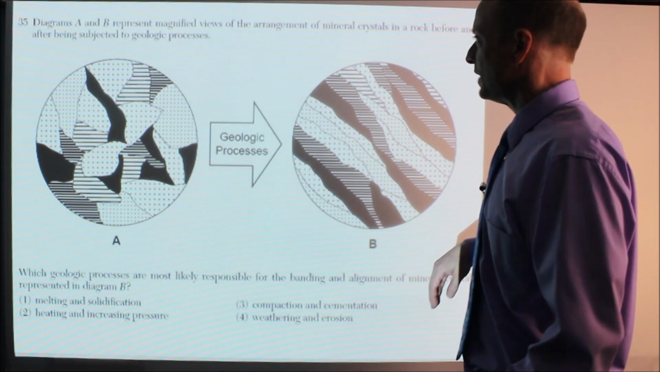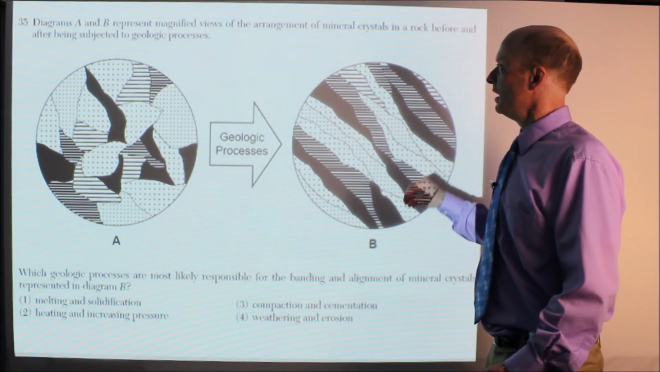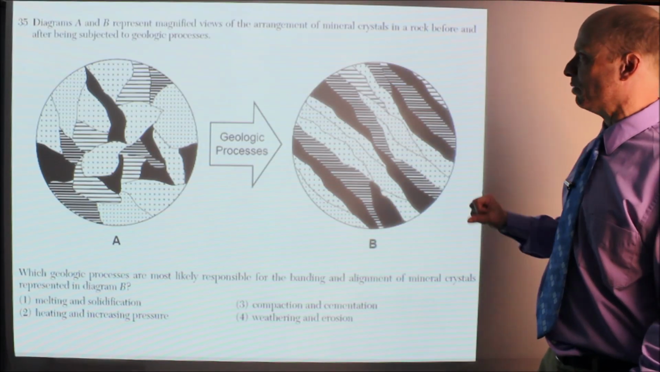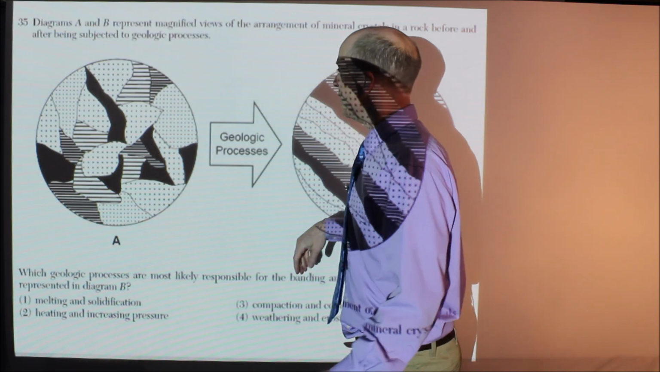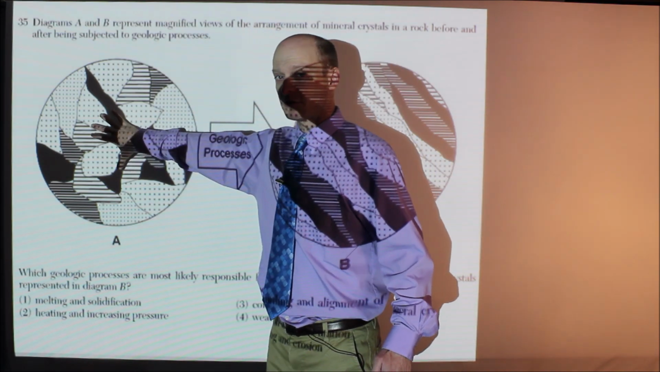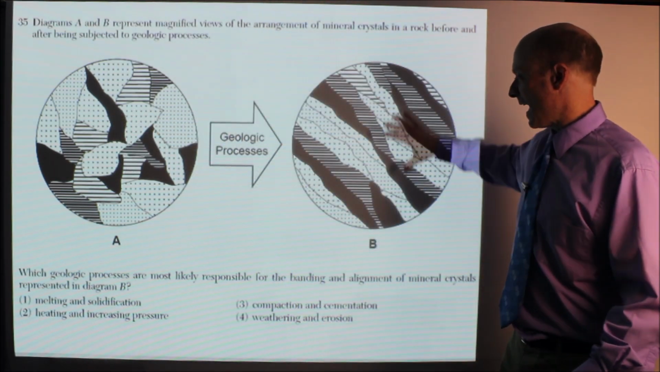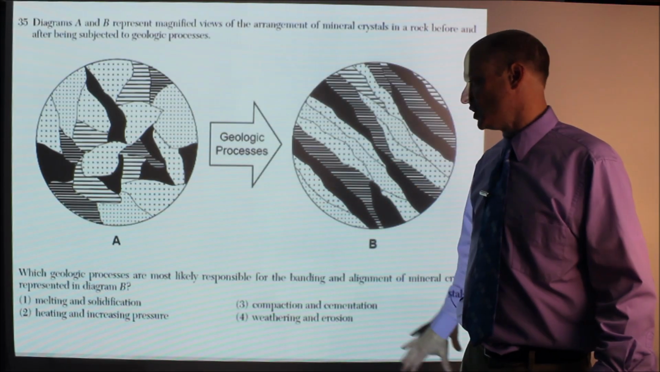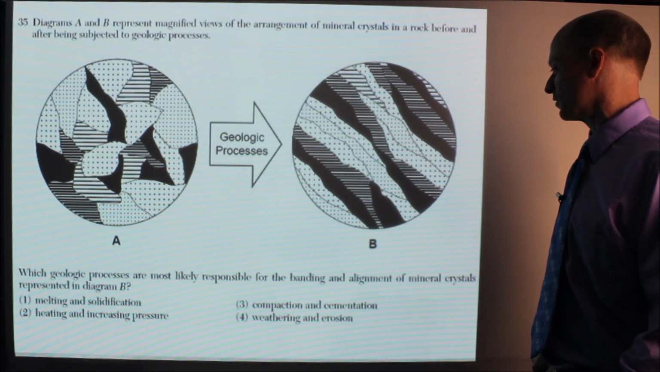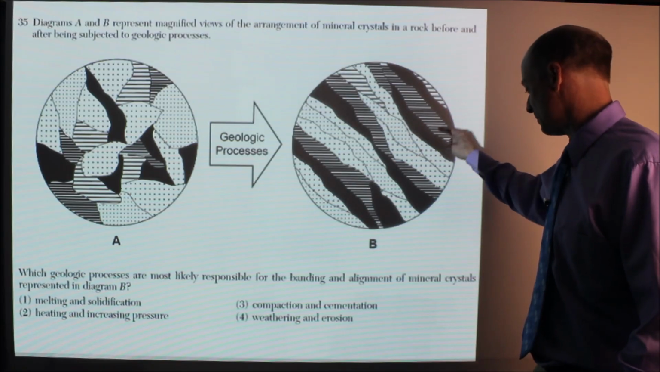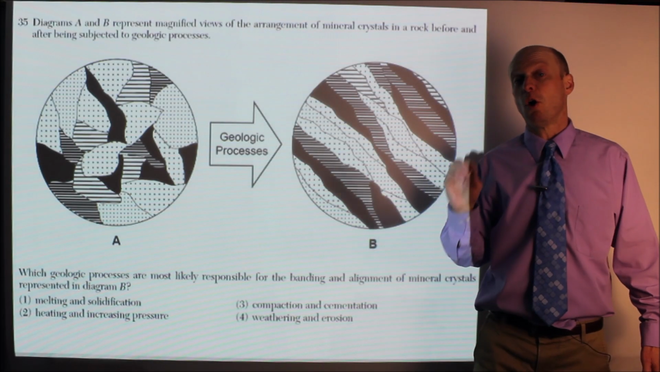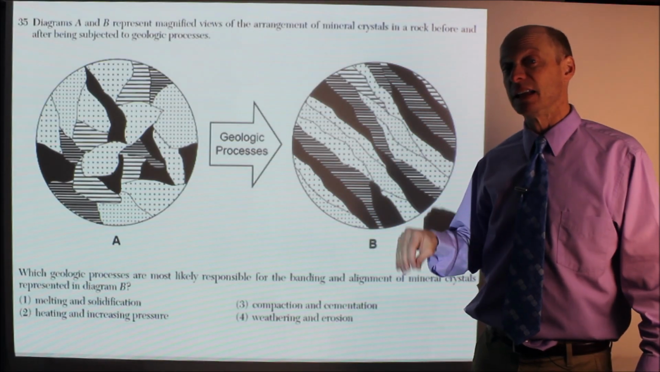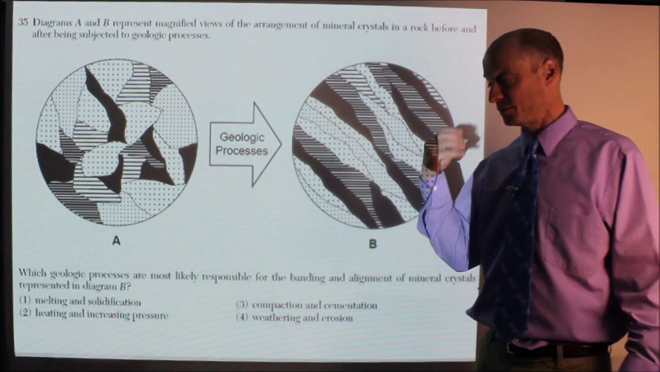35. Diagrams A and B represent magnified views of the arrangement of mineral crystals in a rock before and after being subjected to geologic processes. So these are the minerals before, and this is after. The question asks, which geologic processes are most likely responsible for the banding and alignment of mineral crystals represented in diagram B? Hopefully you can recognize the terms banding and mineral alignment as pointing to a certain type of rock, which is metamorphic rocks.